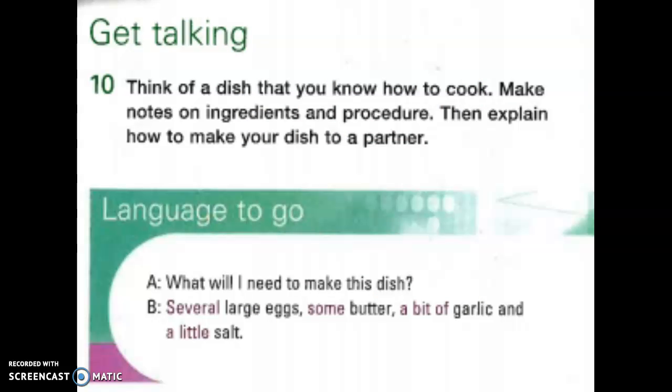Now it's time for some speaking practice. This activity is also quite nice. Number 10, think of a dish that you know how to cook. Make notes on ingredients and procedure, then explain how to make your dish to a partner. So this would be a lovely way to expand on that idea of sharing tips about their typical dishes from their country maybe, or just things that they love to eat. You could start off with giving them an example of a dish that you know how to cook and telling them how to make it, what the ingredients are and what the procedure is. So they've got a model to work from.